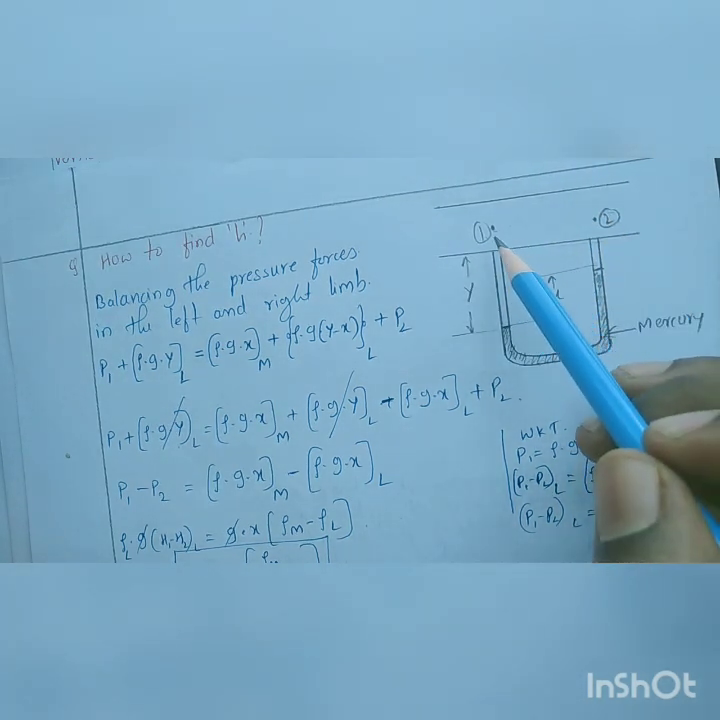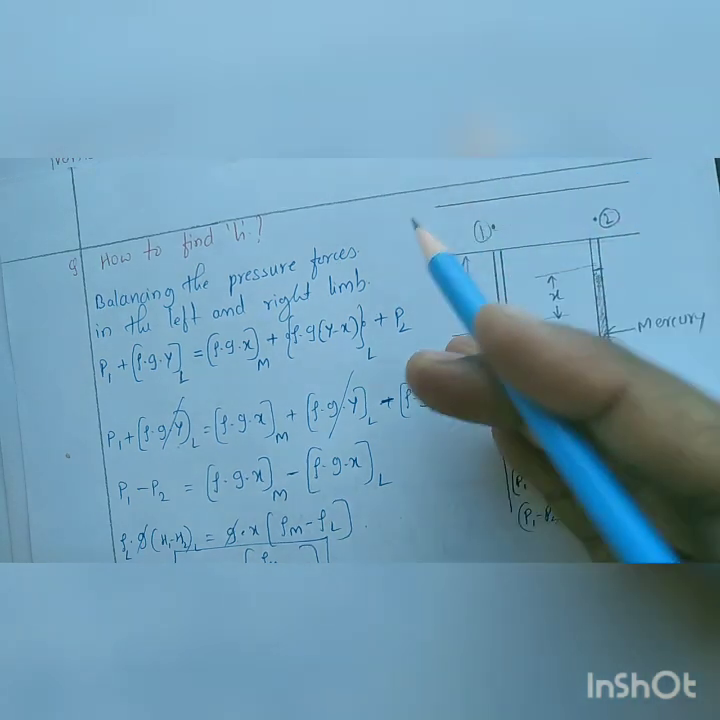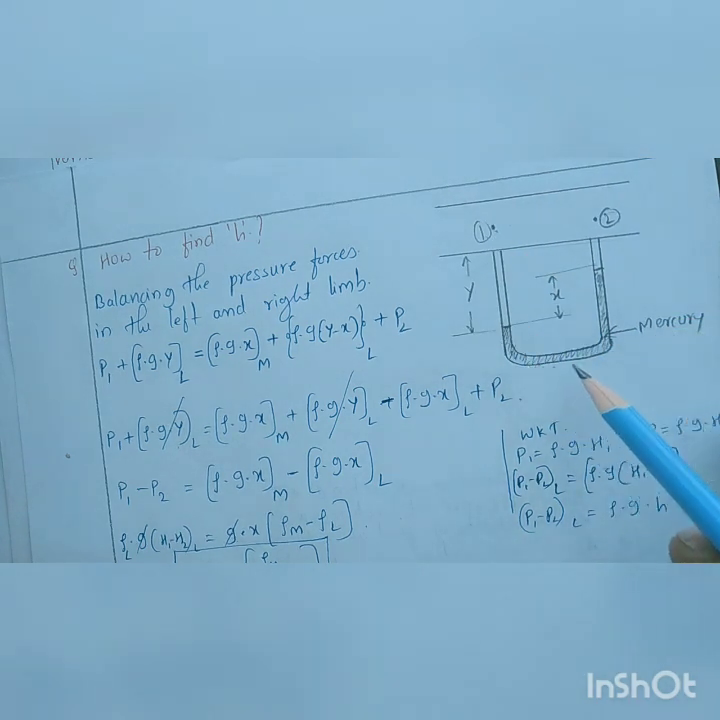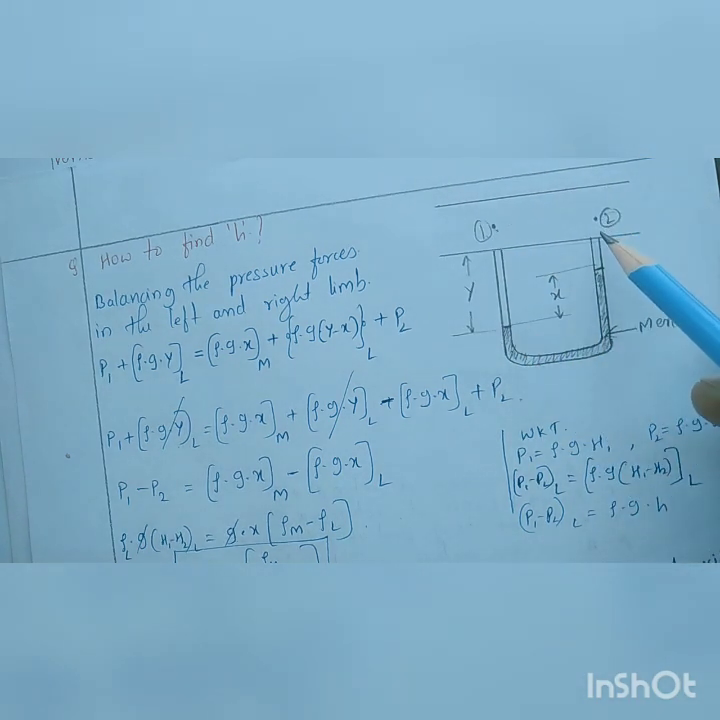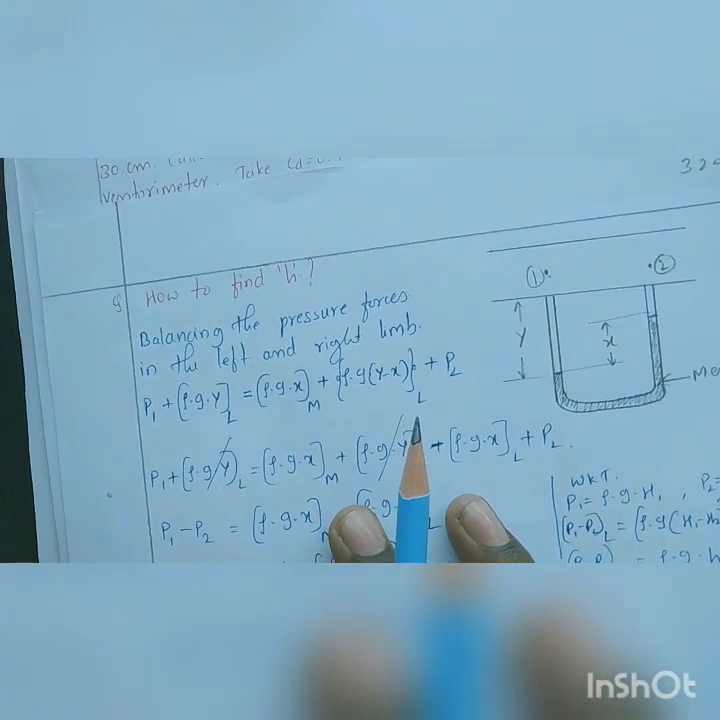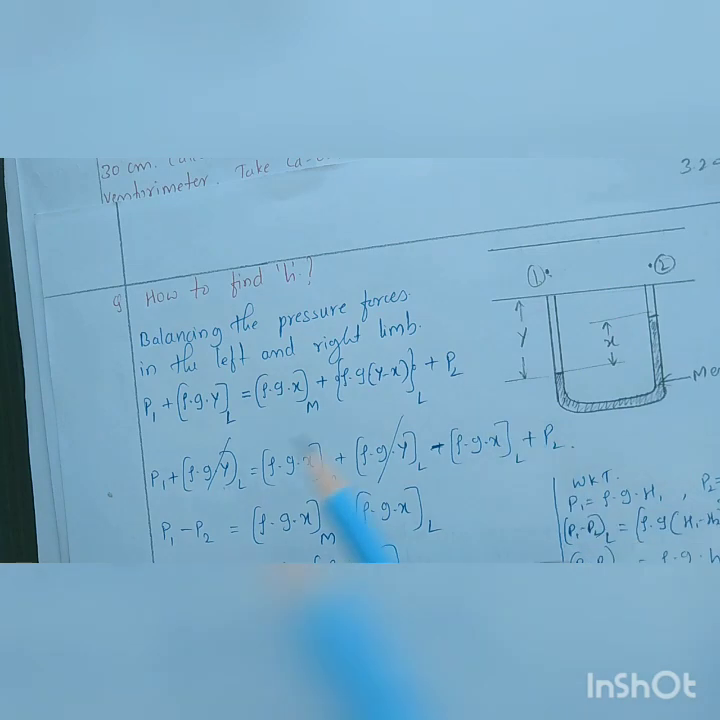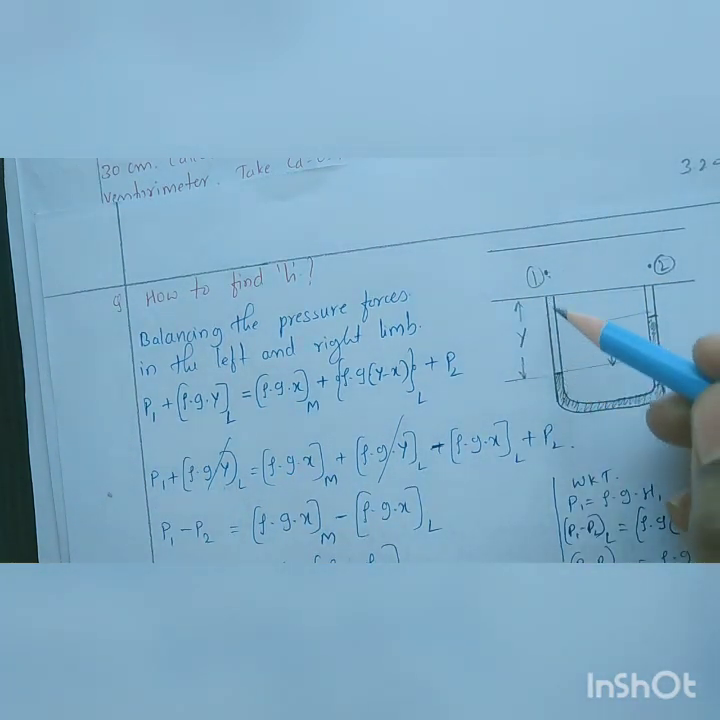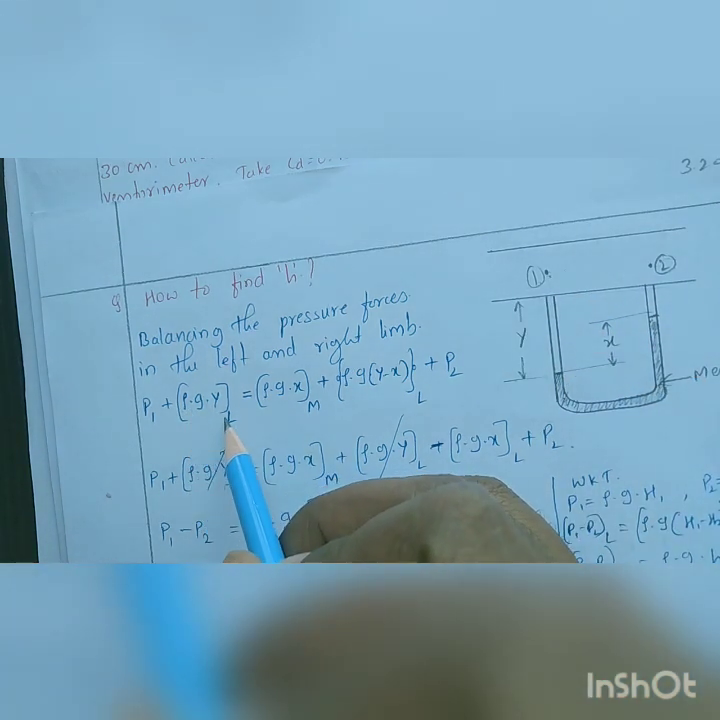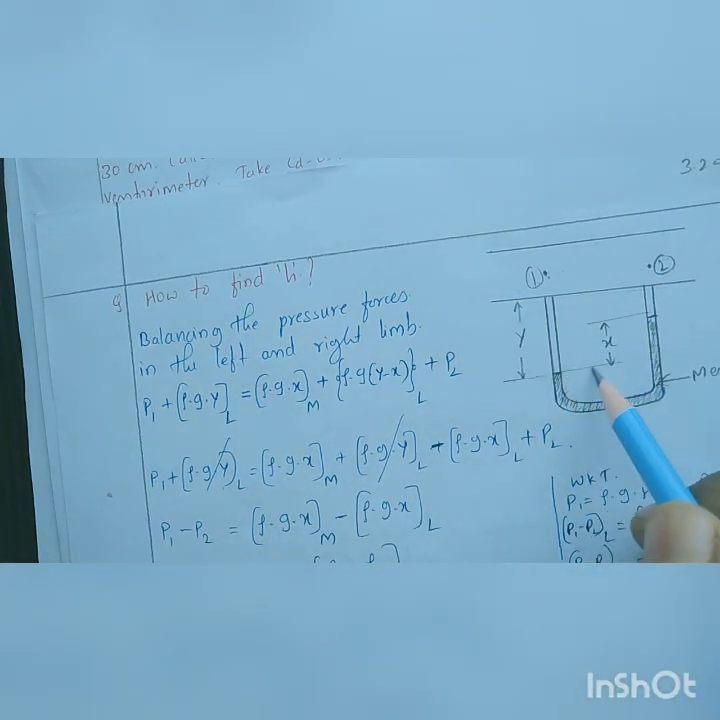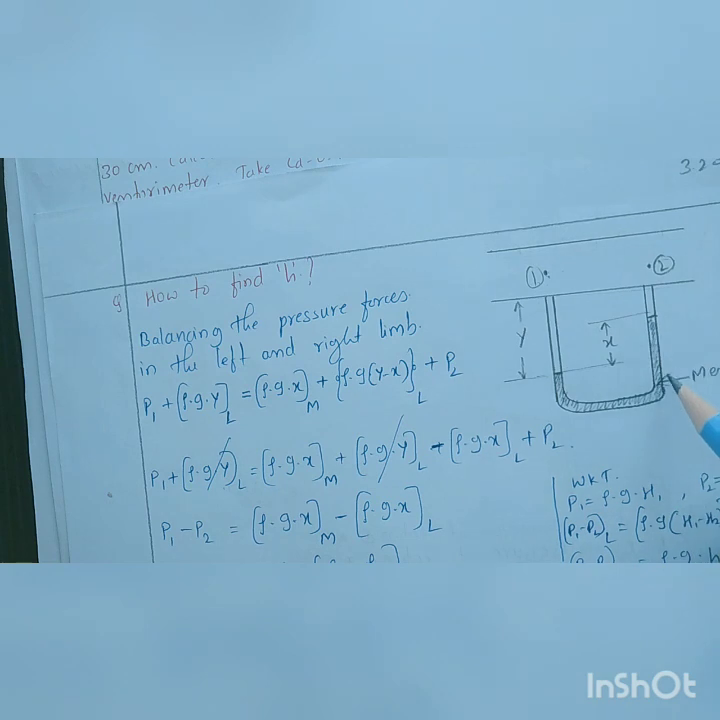As we discussed, you can either consider the left limb and right limb and equate, or you can start from one side and just travel to the other side writing the equations, balancing the pressure forces. I have done the same thing. I have taken P1, plus this height, which I'll consider as y. What is this height? Rho g y of the liquid, whichever liquid is flowing. Now from here I'll jump to this; from here to here it is mercury.